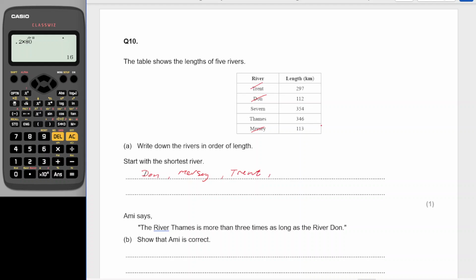We've then got between these two, the shortest is Thames. Put an E in that I didn't need. And then finally we've got 7.